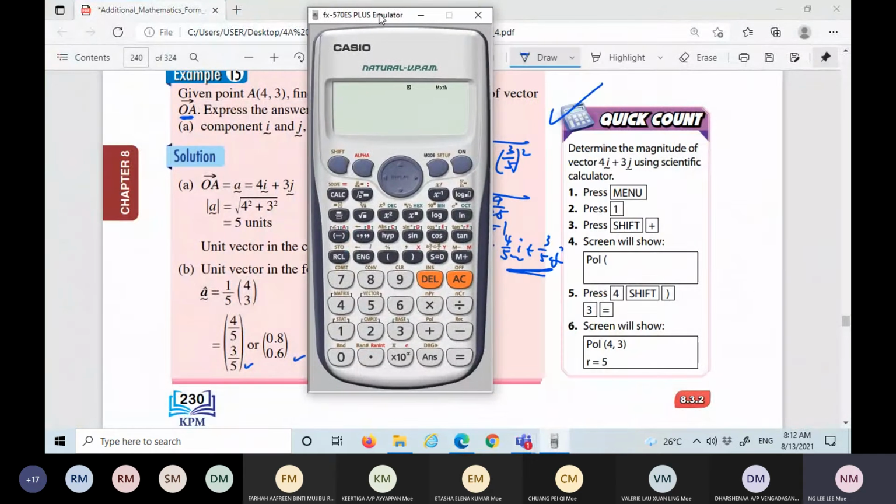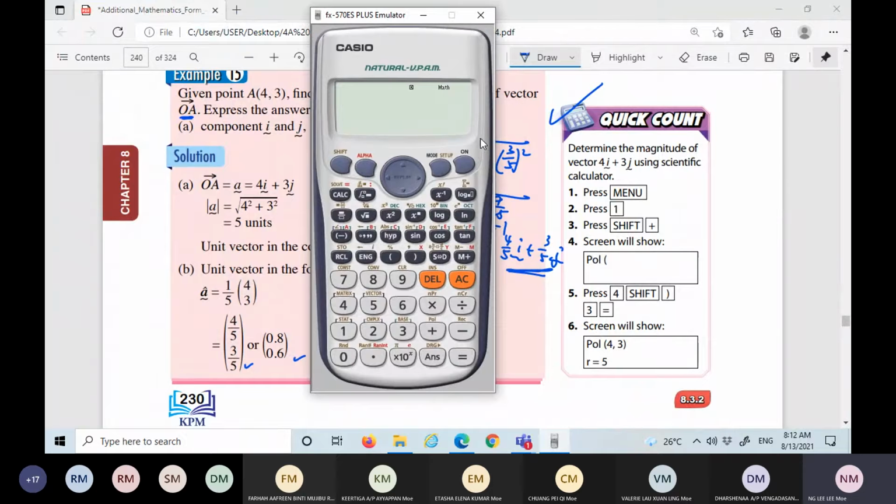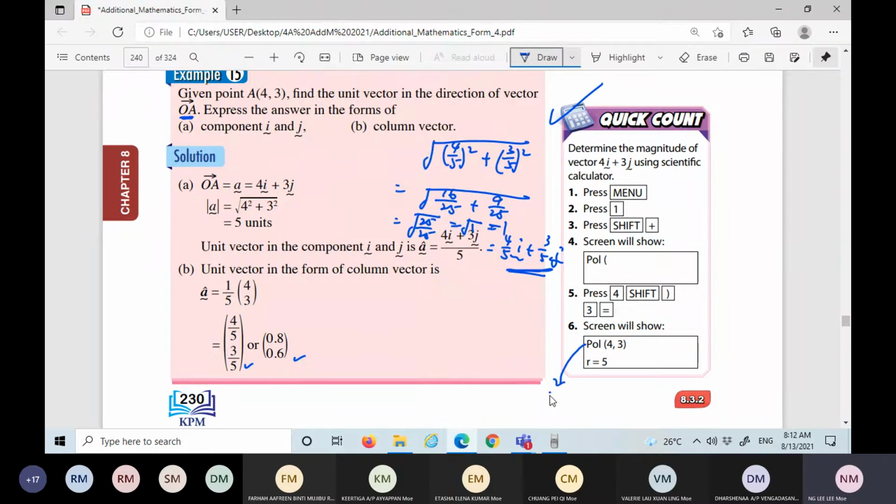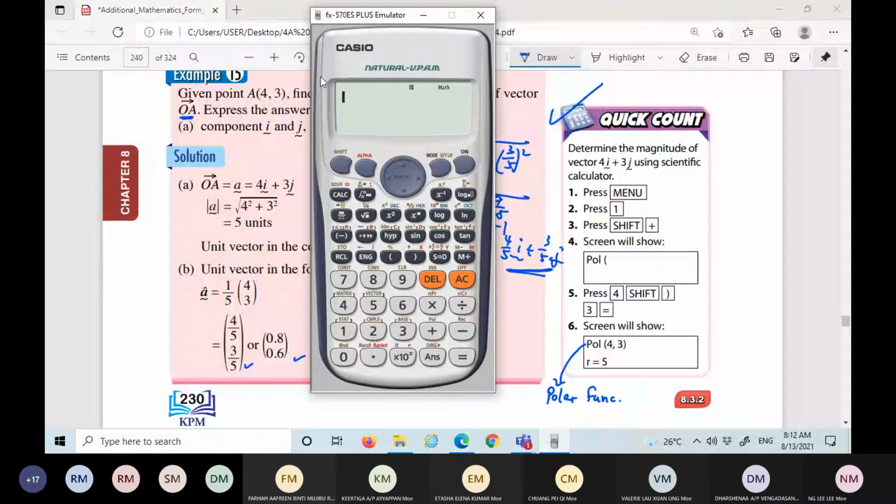I'm not sure about this silver color calculator. Where is this POL? POL stands for polar functions. You can read more on this from the internet, polar function.